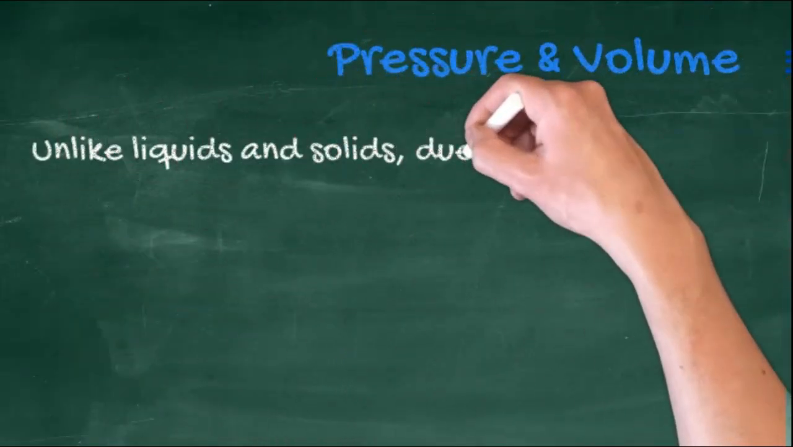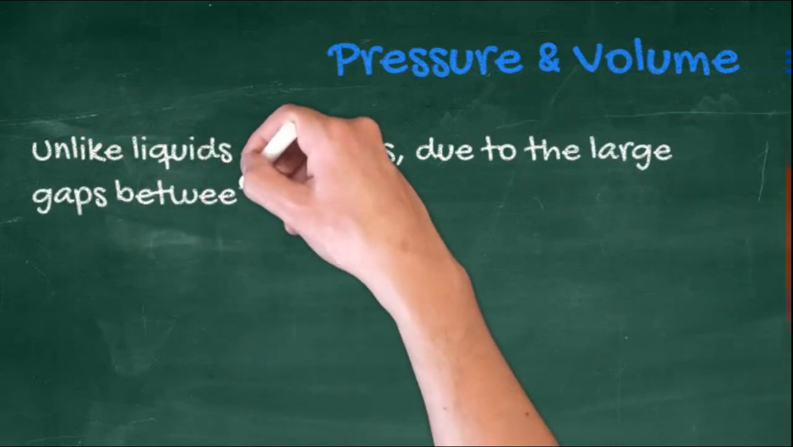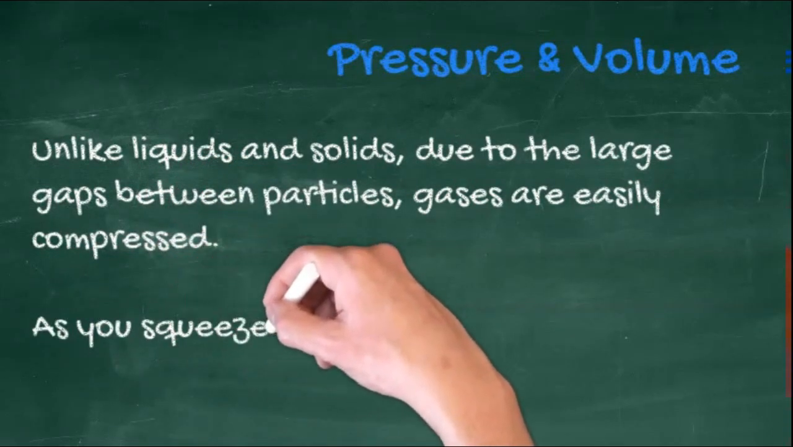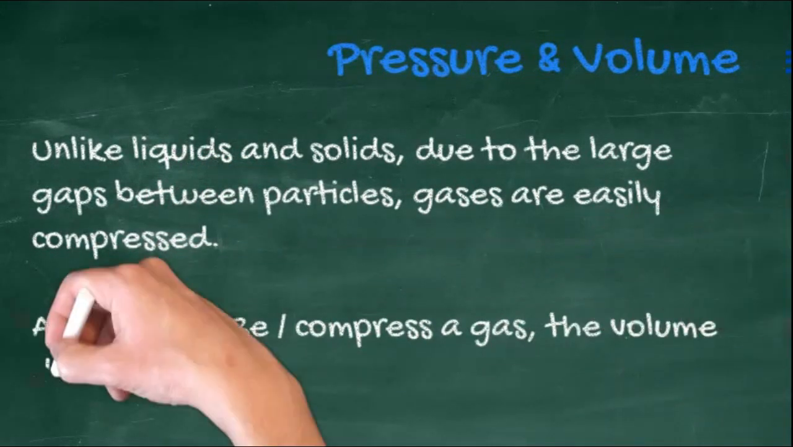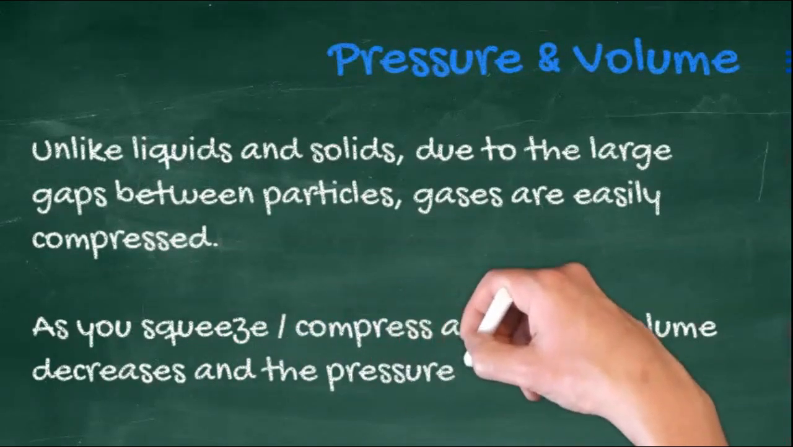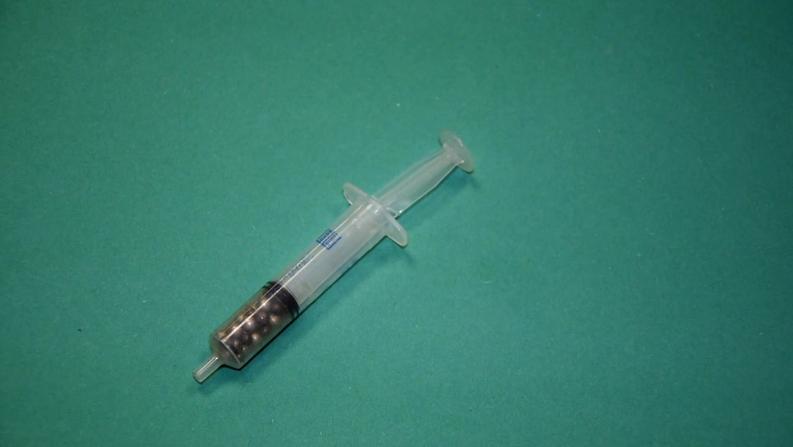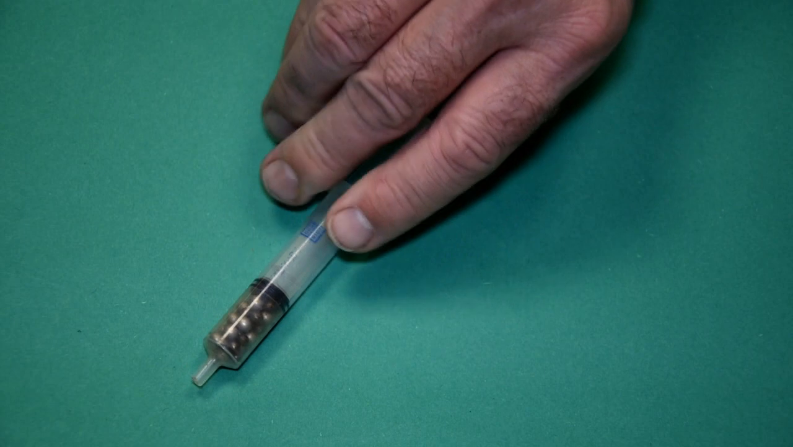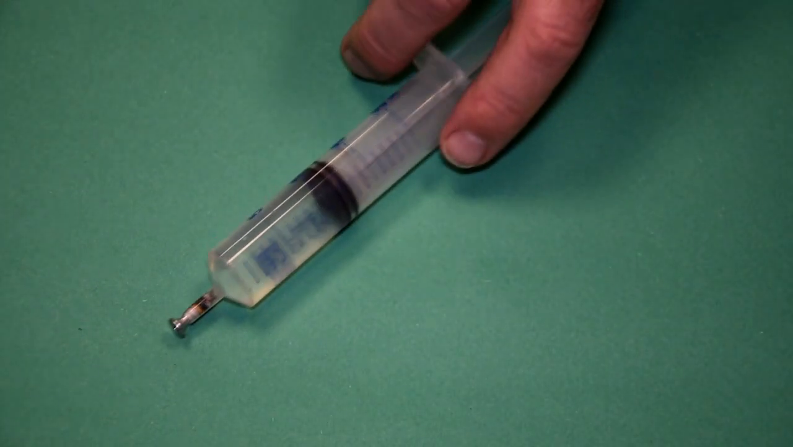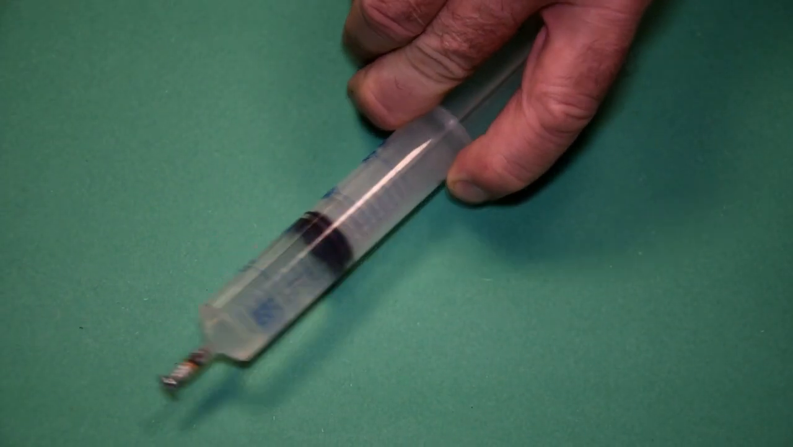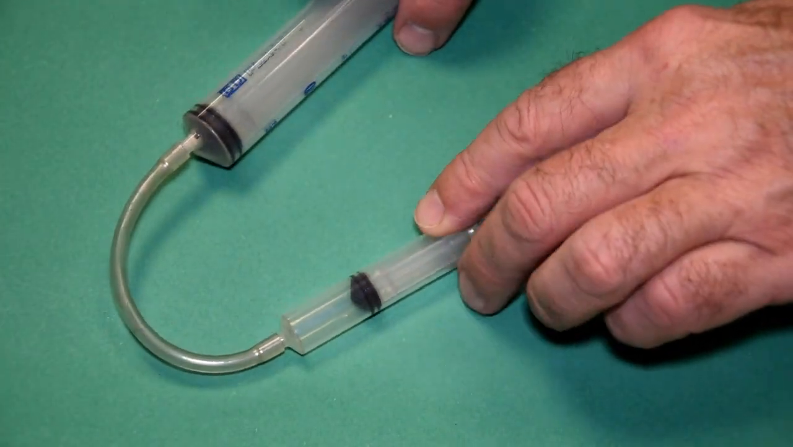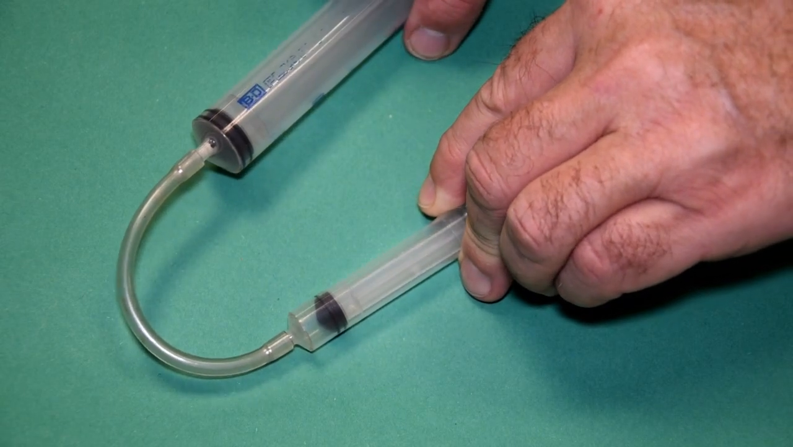Unlike liquids and solids, due to the large gaps between the particles, gases are easily compressed. If you squeeze or compress a gas, the volume decreases and the pressure increases. These ball bearings in the syringe represent a solid, and you can see that you just can't push the plunger down. And this is also true with the liquid. Whilst in comparison, the gas is very easy to compress.